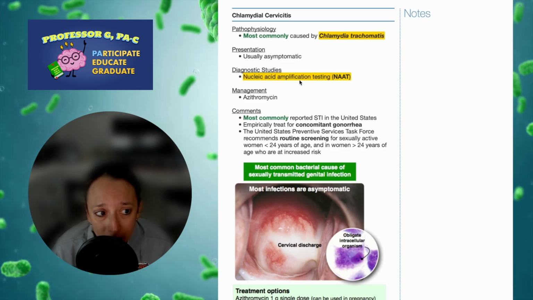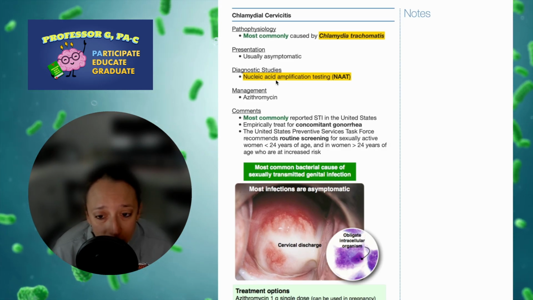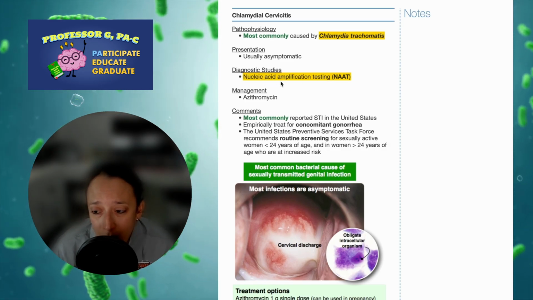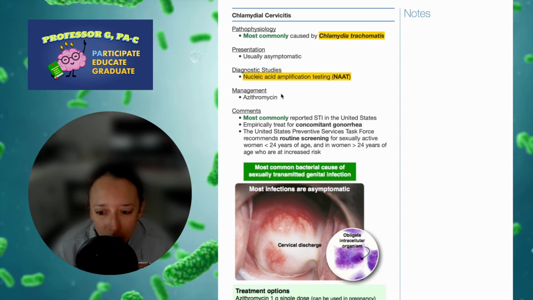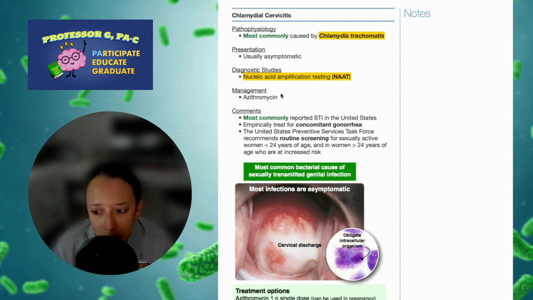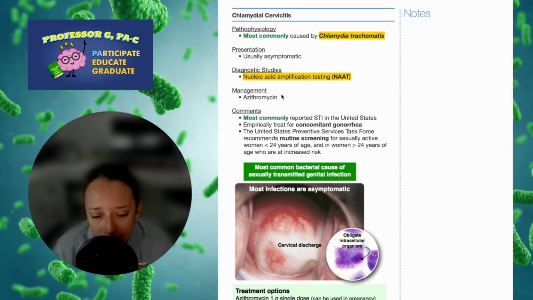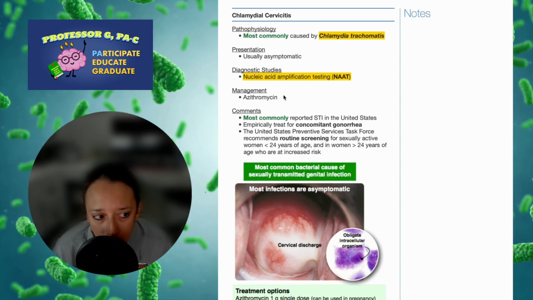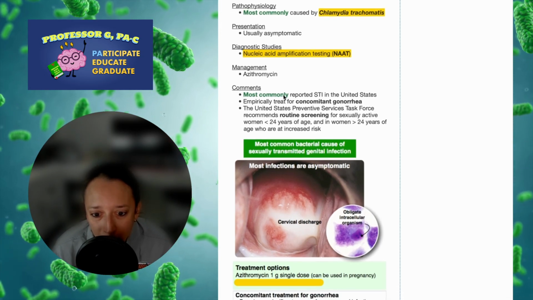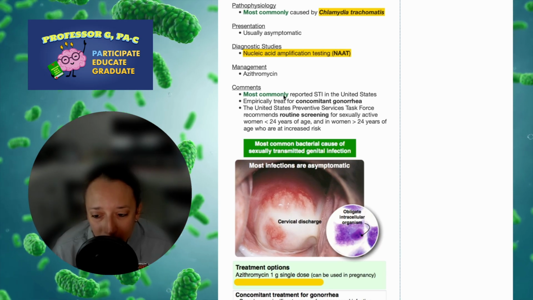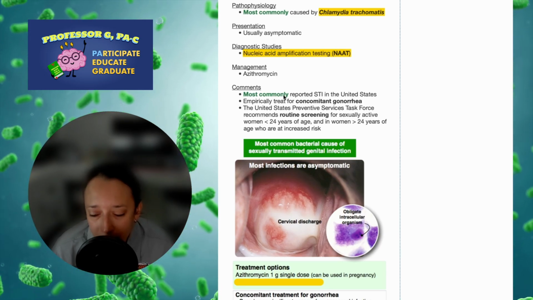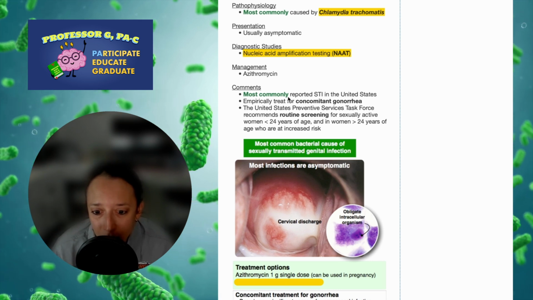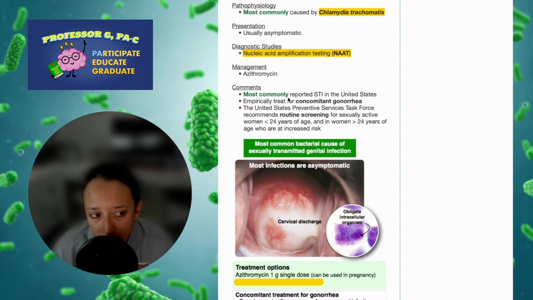For diagnostic testing, we want to use the NAT, or nucleic acid amplification testing, and this is considered the gold standard. Management can be a single dose of azithromycin or doxycycline for 7 days, but you want to look at your local resistance patterns. We also treat empirically for gonorrhea if the patient is at higher risk, since co-infection is common.